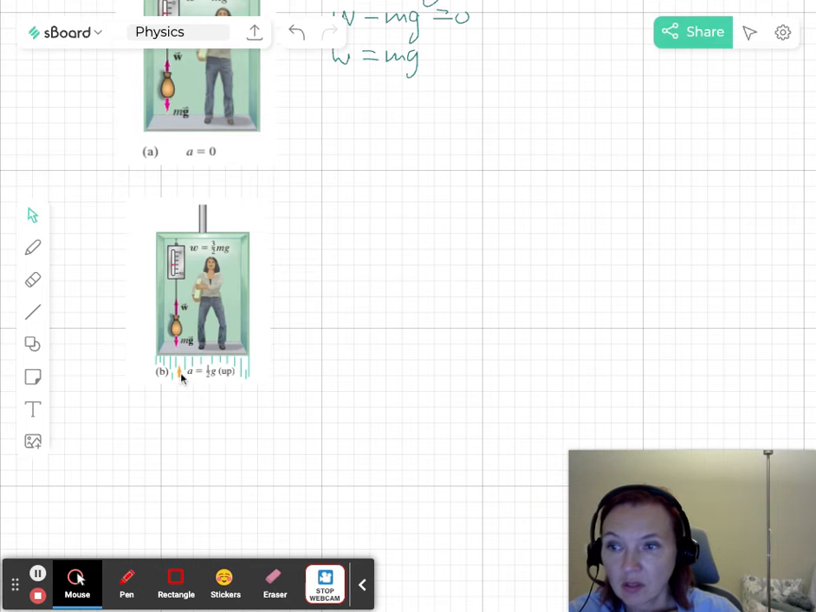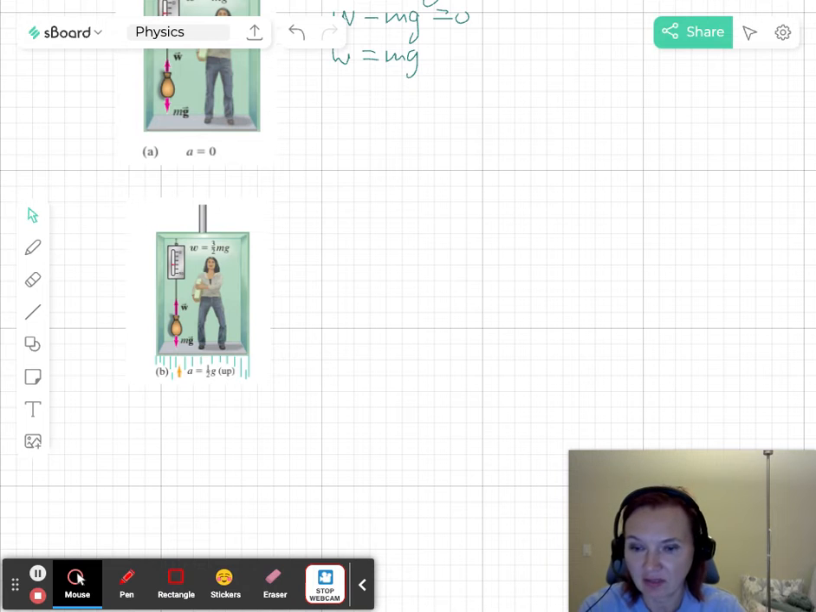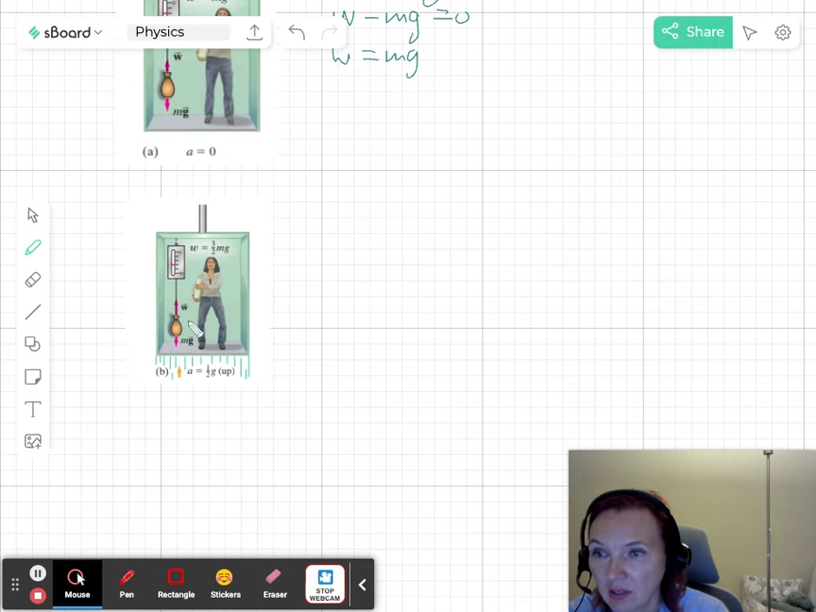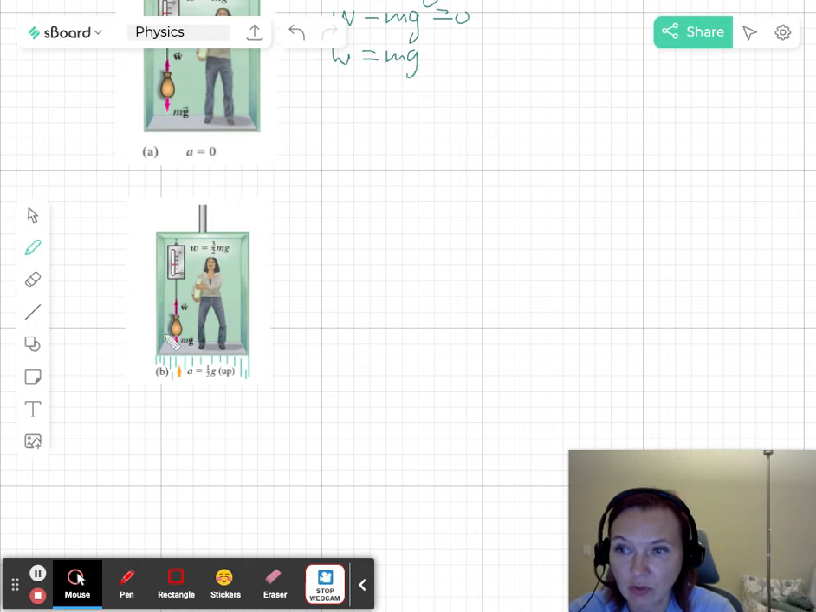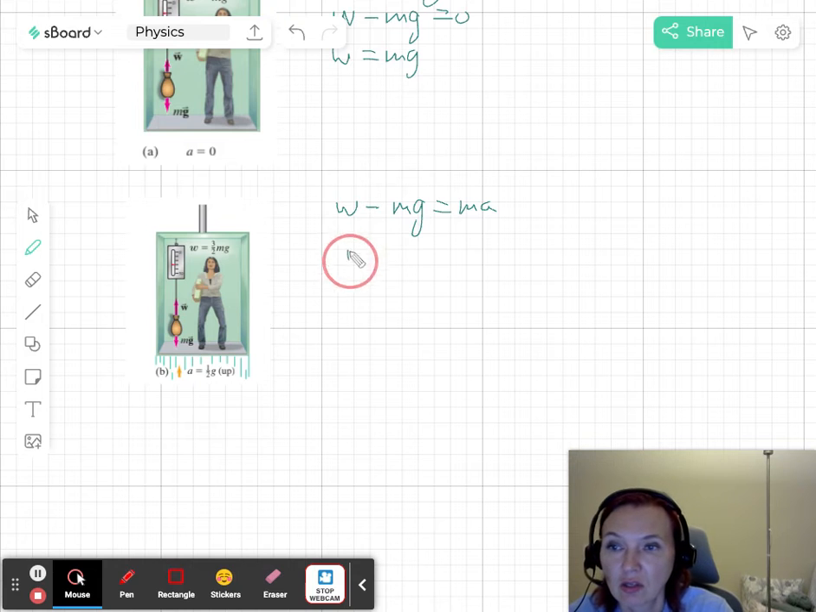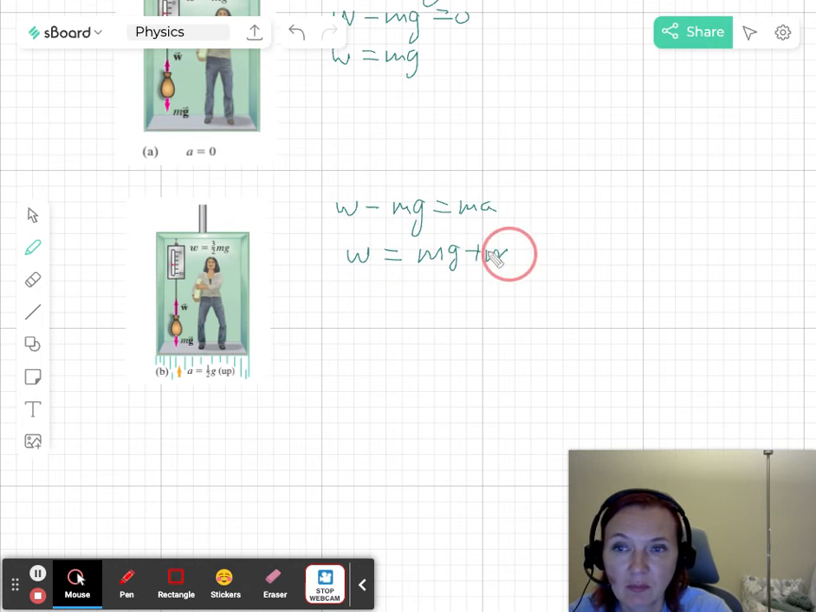It's moving with the upward acceleration. The direction of the acceleration is up. And what we see here is, let's take a look at what happens with the weight. We still have the same equation: weight minus mg has to be equal to ma, but now we have an acceleration. So that means that weight is going to be equal to mg plus ma.